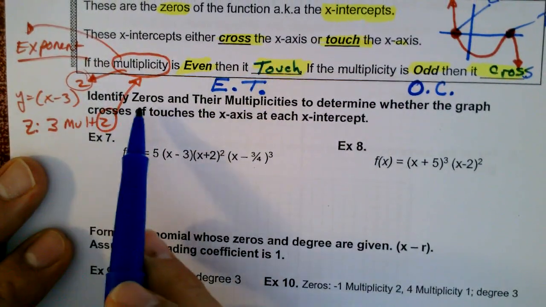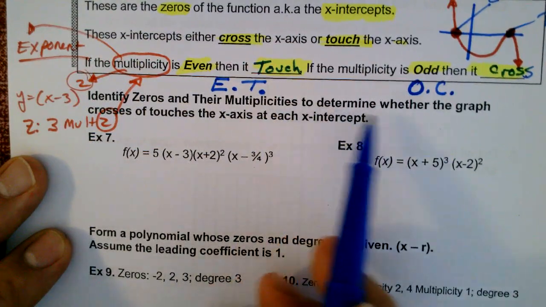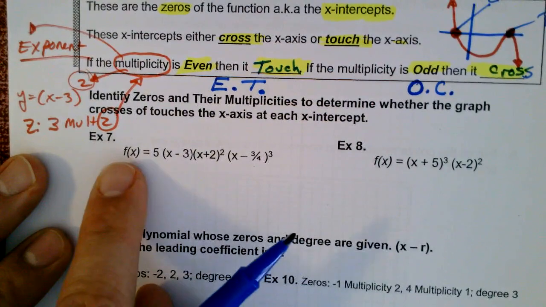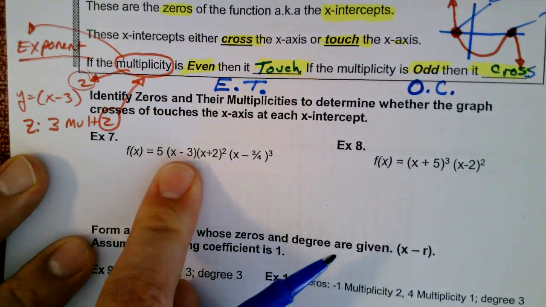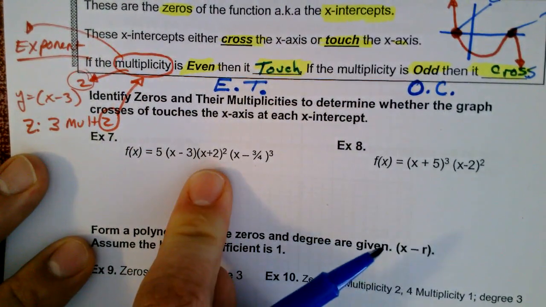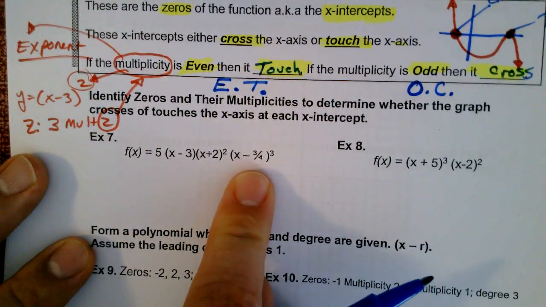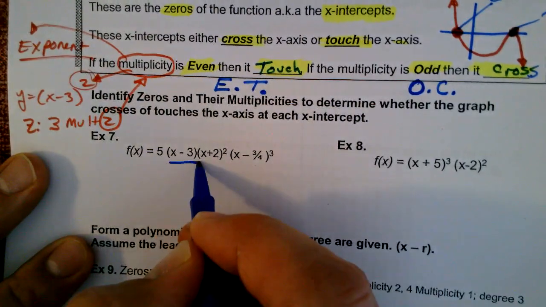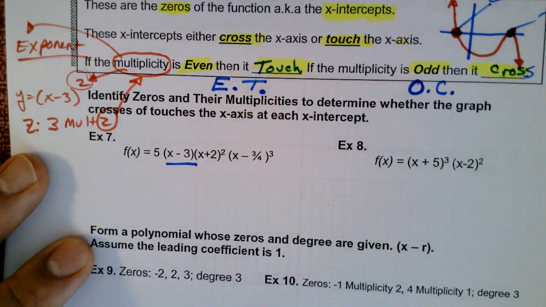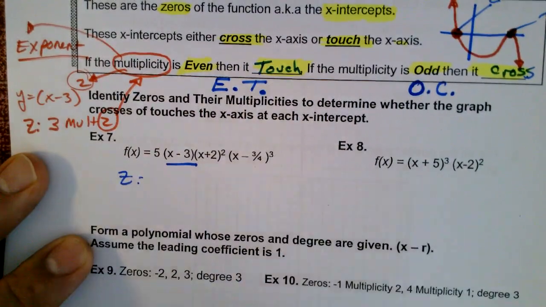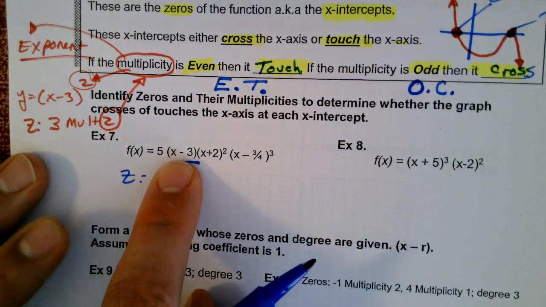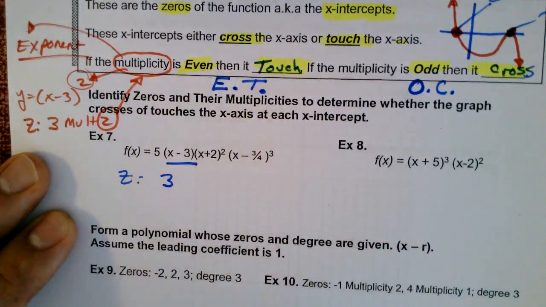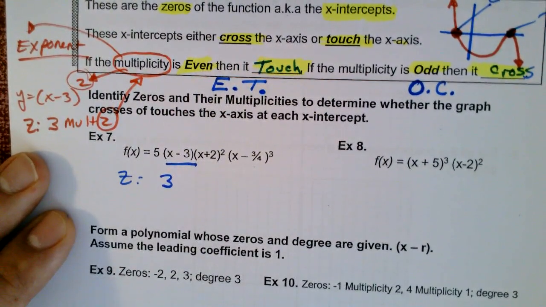So when I take a look, it says identify the zeros and their multiplicity and determine whether the graph crosses or touches. All right, so I've got f of x equals 5 times the quantity x minus 3 times the quantity x plus 2 squared times the quantity x minus 3/4 cubed. I don't care about the 5 because it doesn't have an x. I care about this x minus 3. So right there is a 0. The 0 is the opposite of what you see. If you see x minus 3, the 0 is positive 3 because 3 minus 3 is 0.